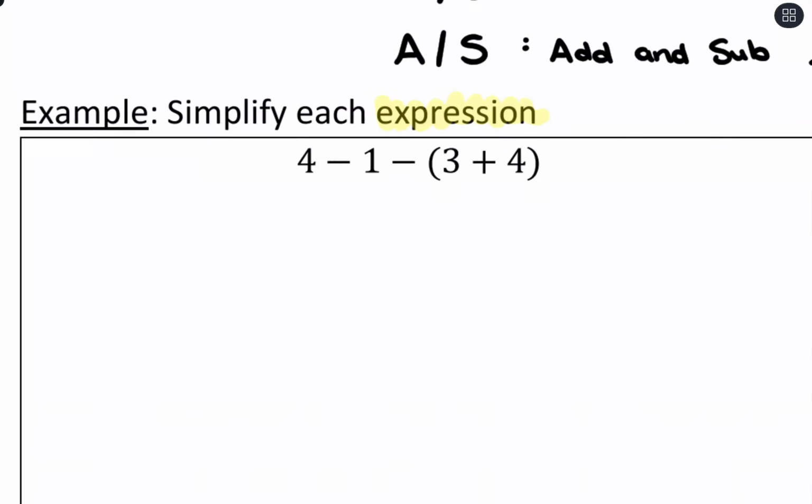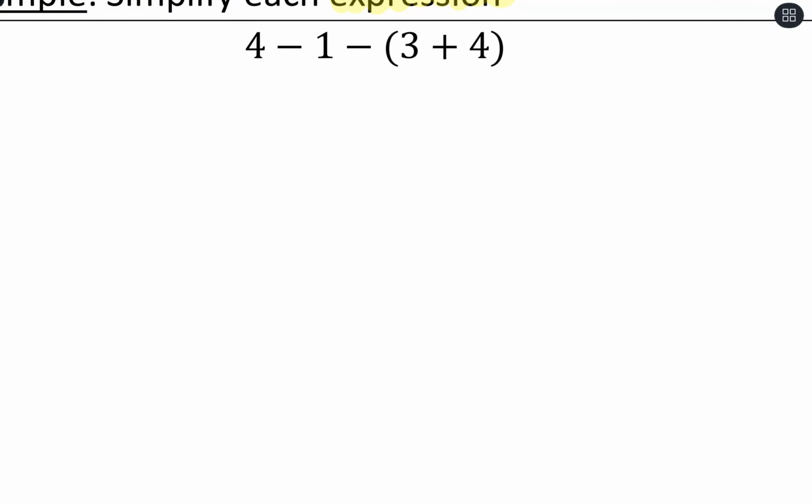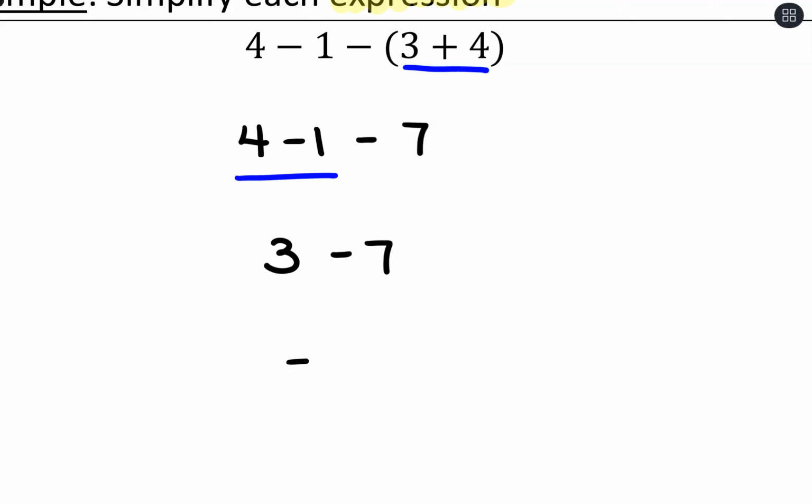So we're solving equations, which will have the equal sign, and then we're simplifying expressions, which is what we're focusing on right now. All right, so following my order of operations, I'm going to start with that 3 plus 4 in there because that's my parentheses. So I'm going to have 4 minus 1 minus a positive 7. And then all I have is subtraction, so I'm going to go from left to right. So 4 minus 1 first, and then 3 minus 7, which is a negative 4.